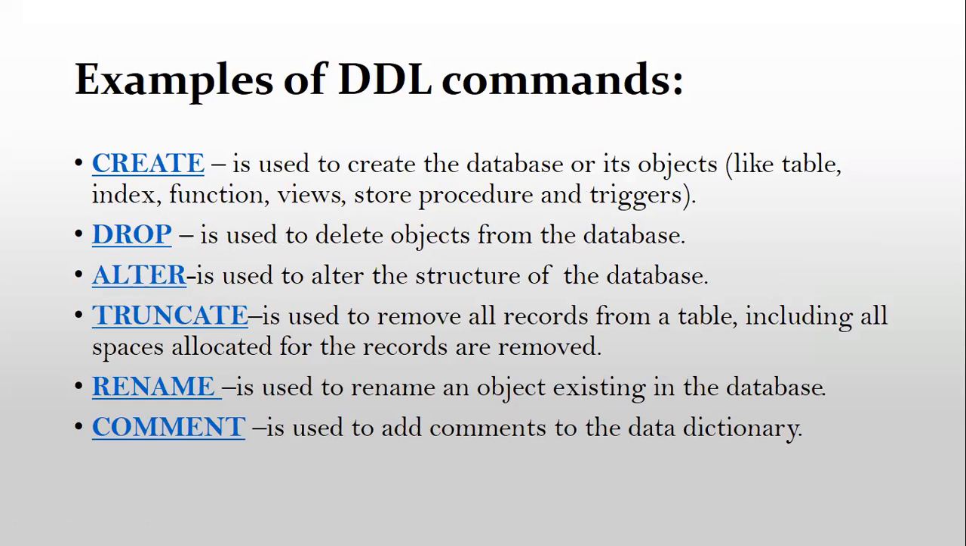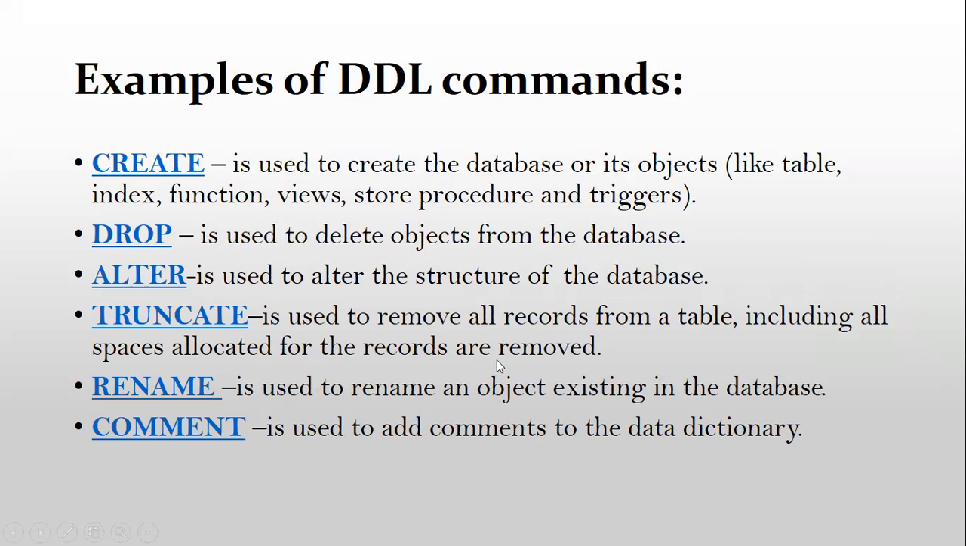So these are the different examples of DDL commands. First one is create, that is used to create the database or its objects. That objects can be table, index, function, views, procedures, and triggers. Then drop. Drop is used to delete the object from the database. Alter is used to alter the structure of the database, that is modifying the definition that is created with the create command.